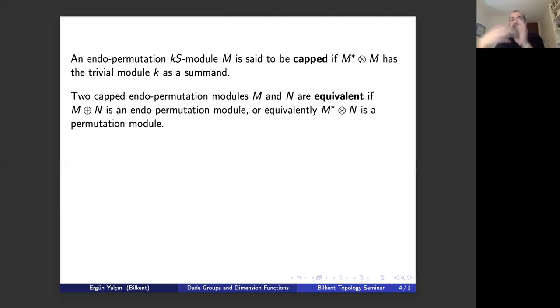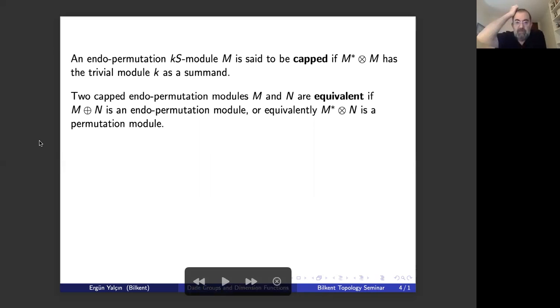So the normal definition was this permutation module. It doesn't have to have a trivial kS summand, but if we require that, the kS-module is called capped. And this is some way to guarantee that things live on the top level, on the S level. So two capped endo-permutation modules are equivalent if either M star tensor N is permutation, or you can say the direct sum is an endo-permutation module. So these are equivalent conditions, and this gives the equivalence relation on capped endo-permutation modules.